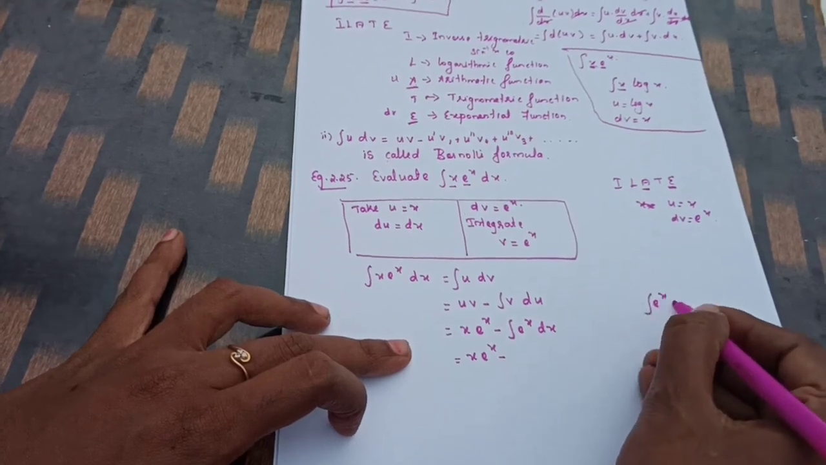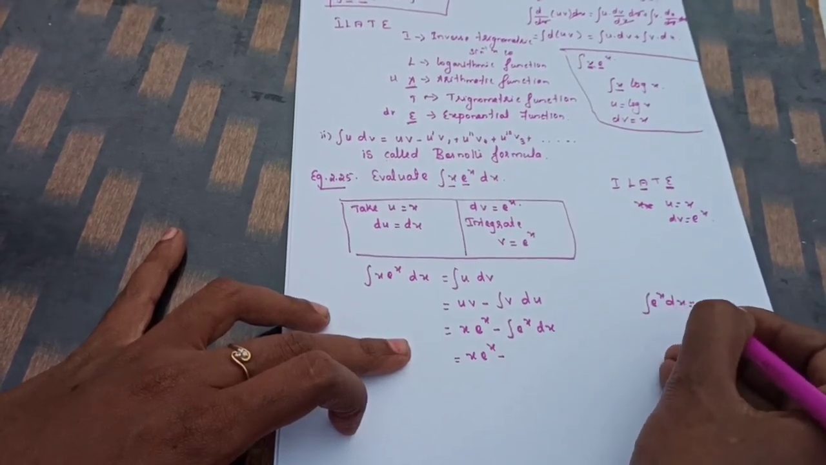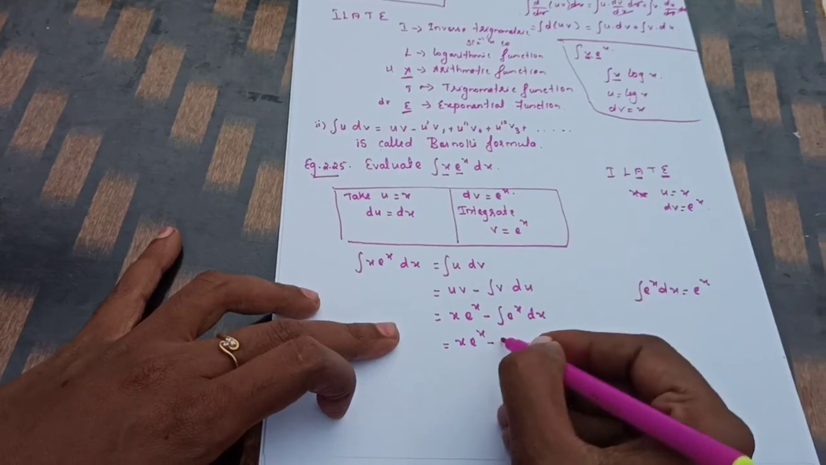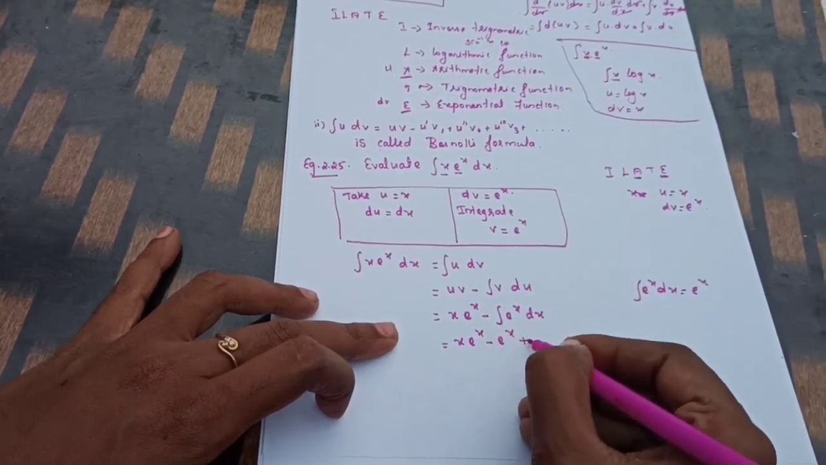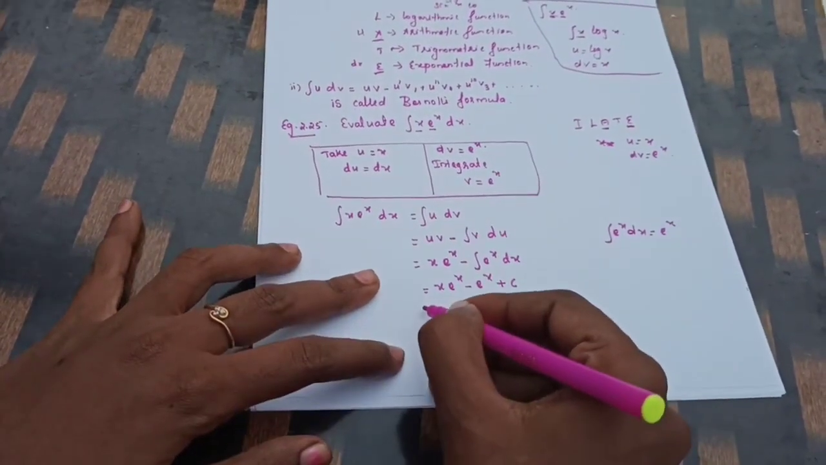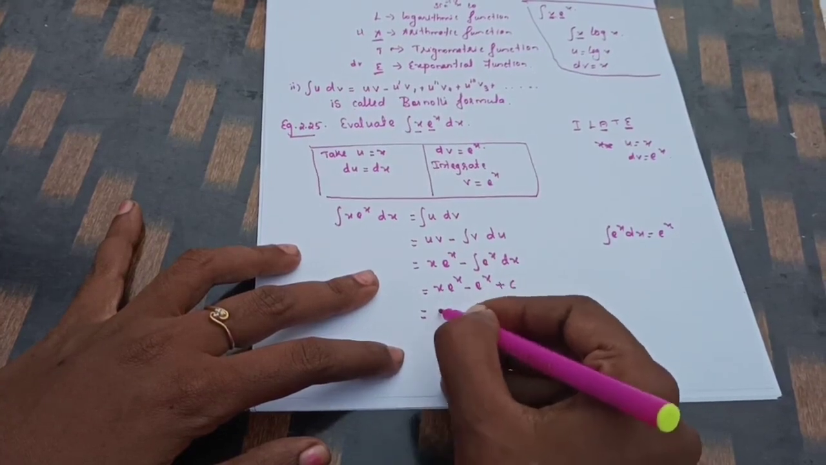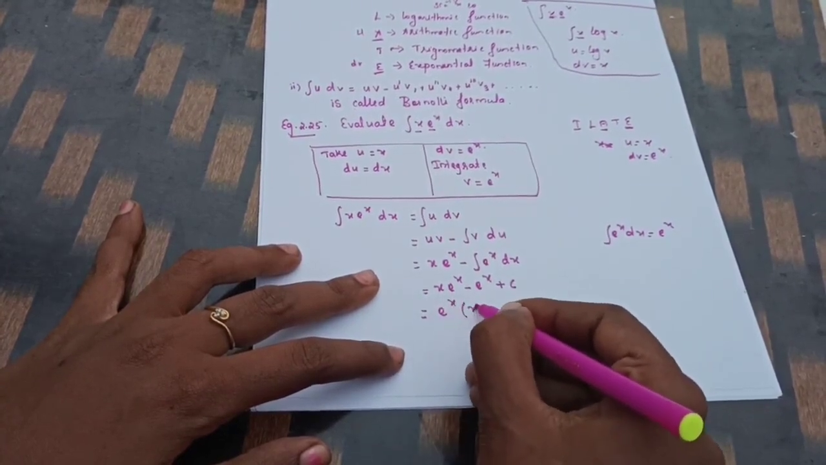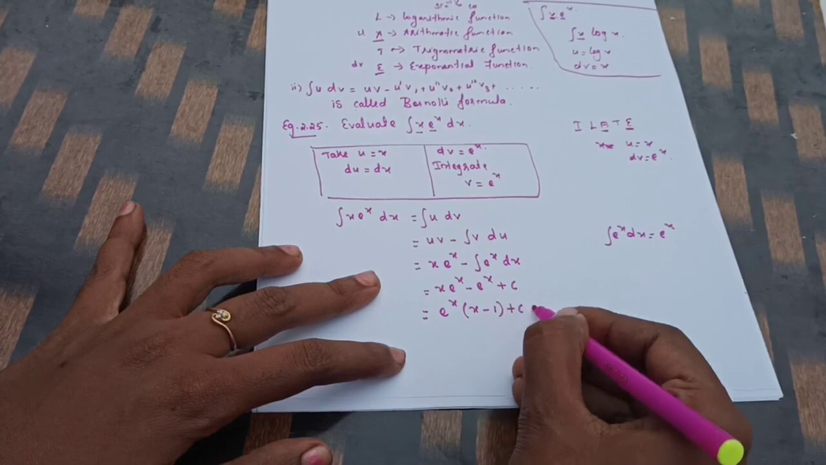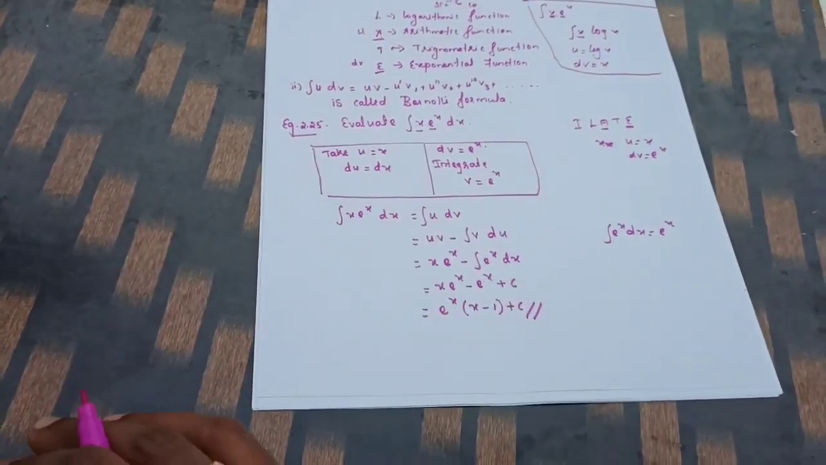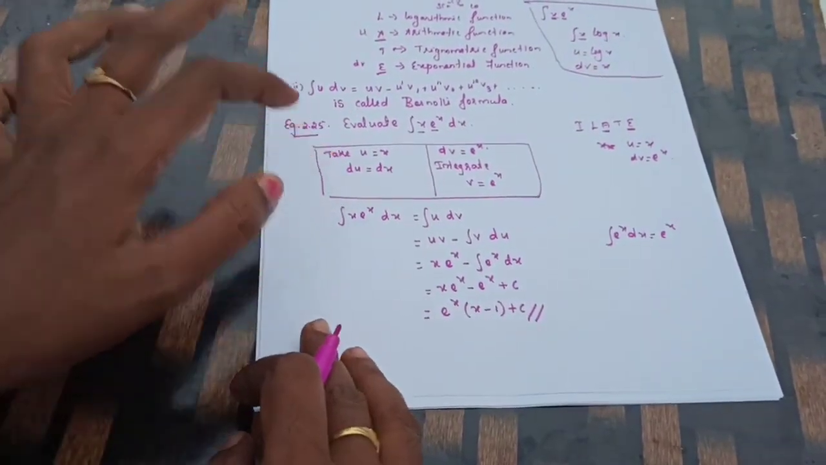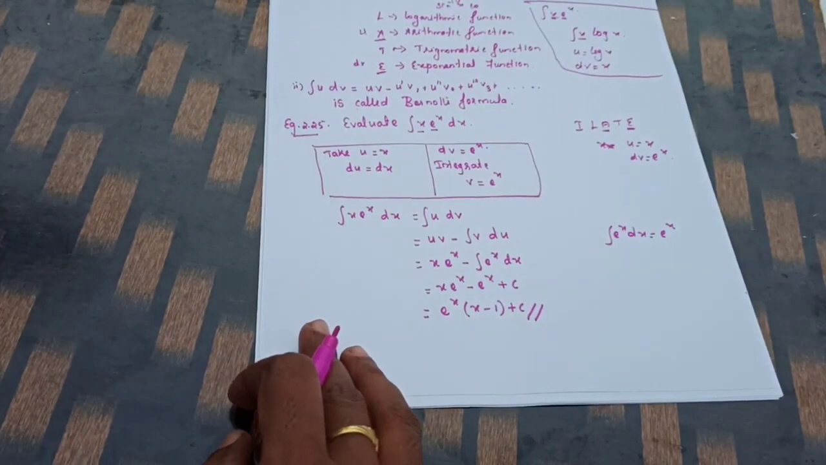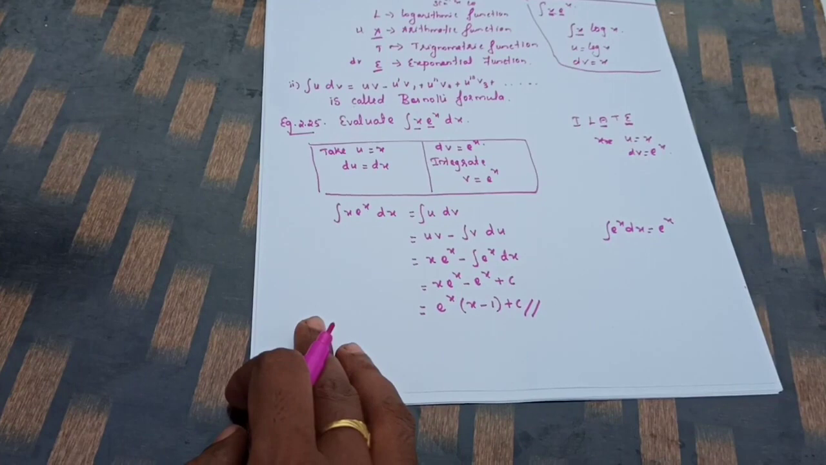You have already learned that the integral of e power x dx is equal to e power x. So minus e power x plus the integrating constant c. What is common for the first two terms? e power x. So e power x times (x minus 1) plus c. Have you got it? Very easy. So when you are choosing the u and dv values, you want to be very careful, then only it will be very easy for you.